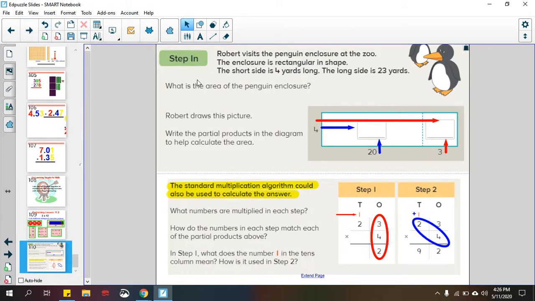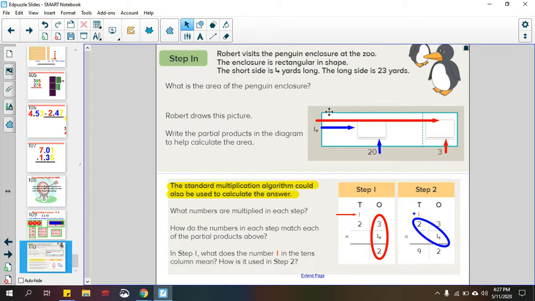On page 398, at the top where we see Step In, it says Robert visits the penguin enclosure. That would be like the exhibit at the zoo. The enclosure is rectangular in shape, so we know it's a rectangle. The short side, which would be the width, is 4 yards long, and we can see that in our model here. The long side, or the length, is 23 yards long.